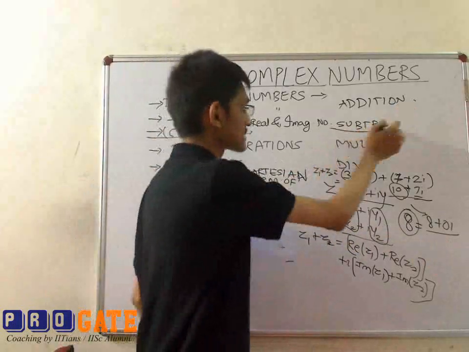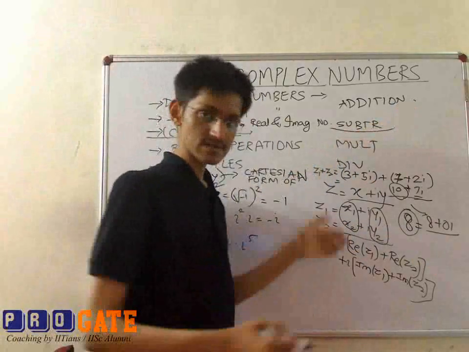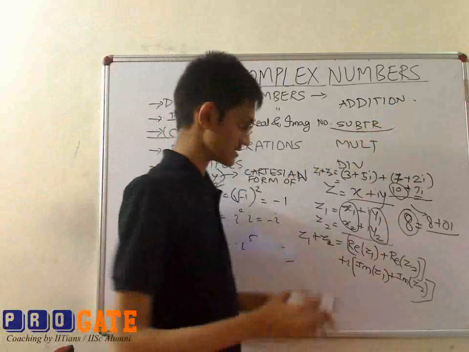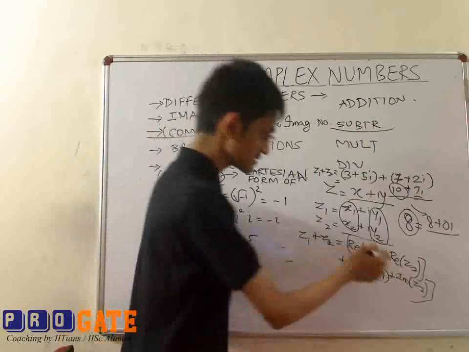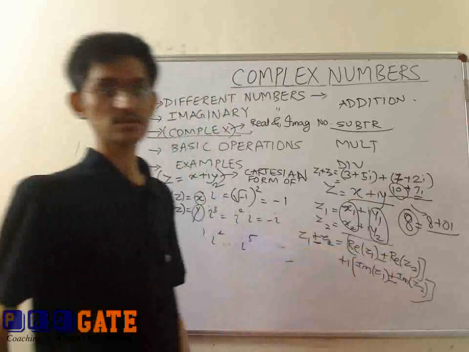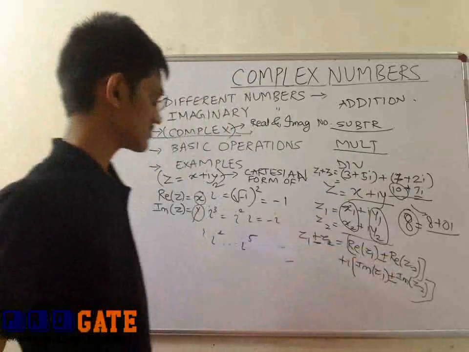So when you go for the subtraction operation, it goes in a similar way. You just have to subtract the real parts together and the imaginary parts together. So instead of plus, this would be minus, this would be minus. You are performing the subtraction operation. Now what about going for multiplication?